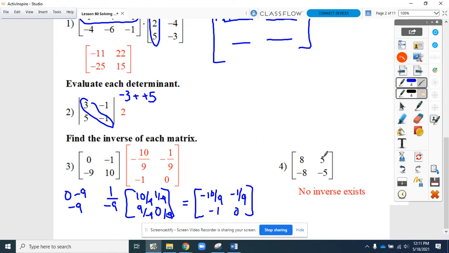When you did number 4, what you should have seen is that you got -40 minus -40, which gave you 0. So if you go to do the inverse, 1 over 0 does not exist. So that does not have an inverse.